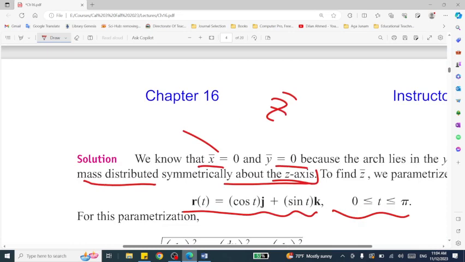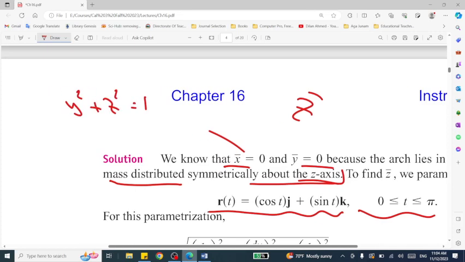Shall I repeat that? It was tricky. x is zero, y square plus z square. Center of mass, z greater than or equal to 0. Semicircular, z.